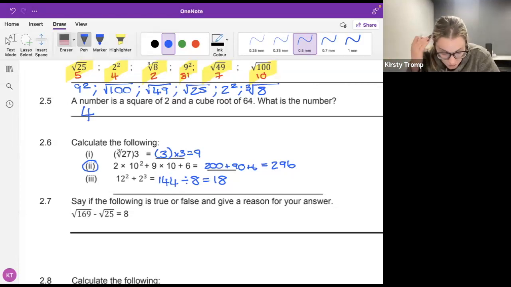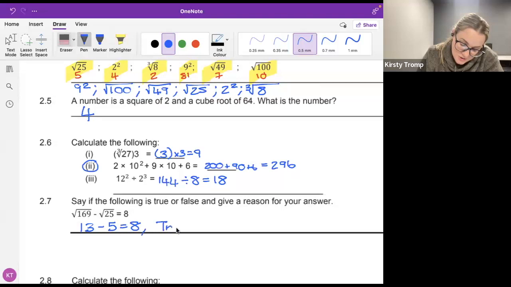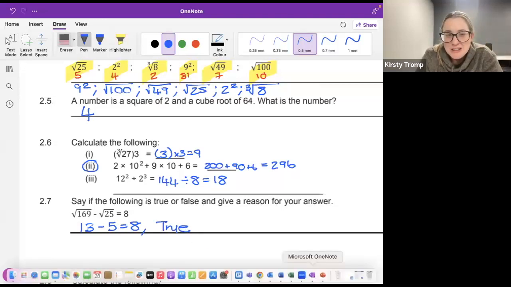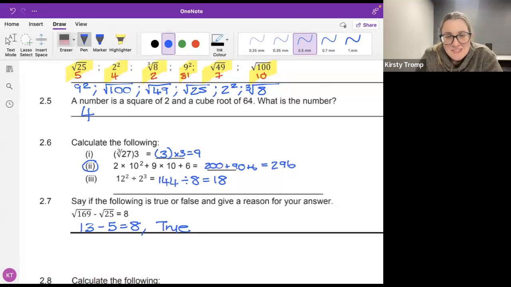All right, 2.4. Say if the following is true or false and give a reason for your answer. So tell us, is the following true or false, guys? And Mishle, you're asking if you can answer. Mishle, is it true or false? It's true, ma'am, because the square root of 169 is 13. Amazing. And the square root of 25 is 5. Good. 13 minus 5 equals 8. So it is true. Well done. Thank you so much.